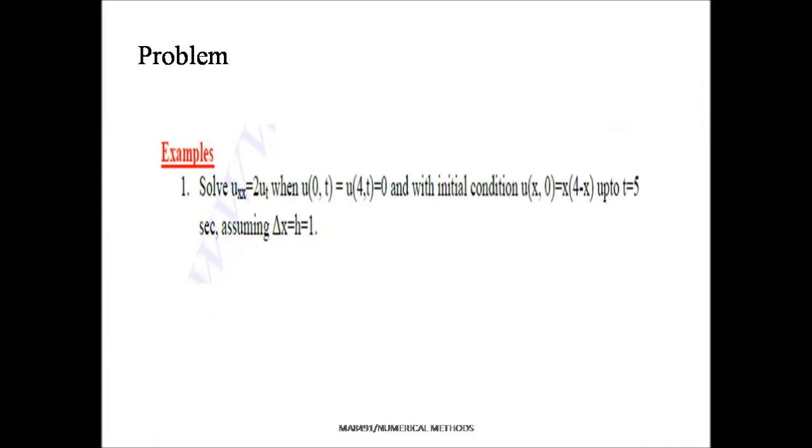Now observe this problem. They have given you to solve uxx equal to 2 ut, when u of 0 comma t and u of 4 comma t is equal to 0. Your initial condition is u of x comma 0 equal to x into 4 minus x, up to t equal to 5 seconds, and assuming h equal to 1.